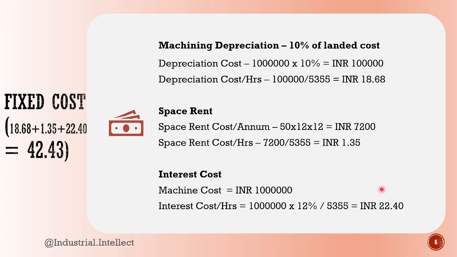So now there is a fixed cost, as I explained. Fixed costs will remain whether you are using the machine or whether the machine is producing something or not. So normally in the fixed cost, three costs would be there. One is depreciation, then the space rent, and then the interest cost.